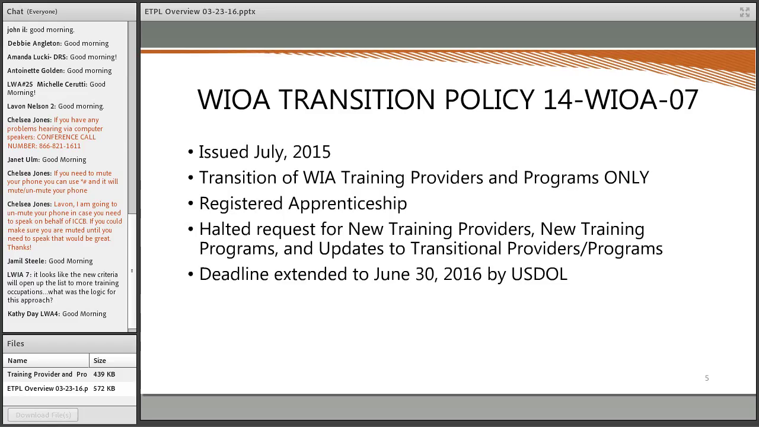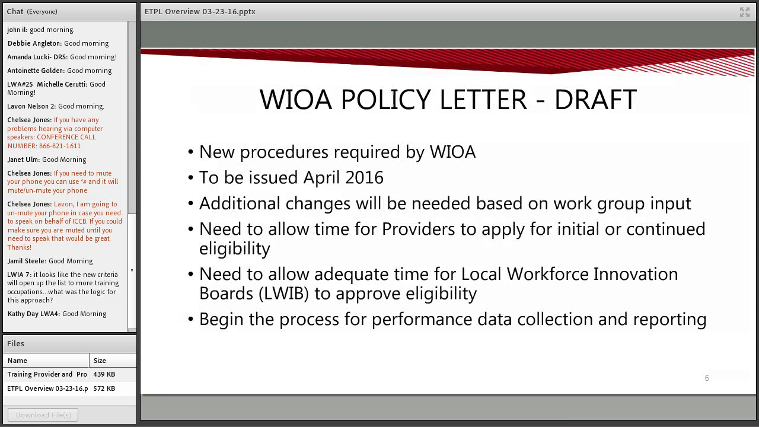We mentioned registered apprenticeships at that time, and the process was simply to contact our office. Neely Schlosser was taking those calls and emails to say that a registered apprenticeship would like to be on the eligible training provider list, and that'll continue going forward as far as getting apprenticeships on the list. And then we halted any requests for new providers, new programs, or any updated information for those transitioned providers and programs because the system wasn't able to handle them at that time. But we're very close to allowing all of this to happen in the next few days, hopefully.